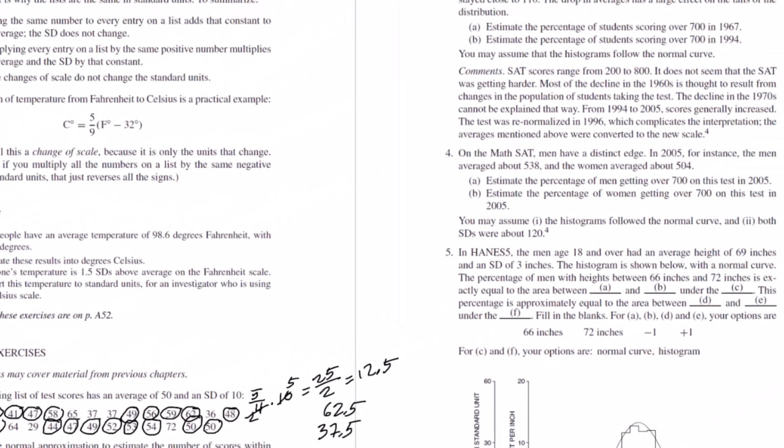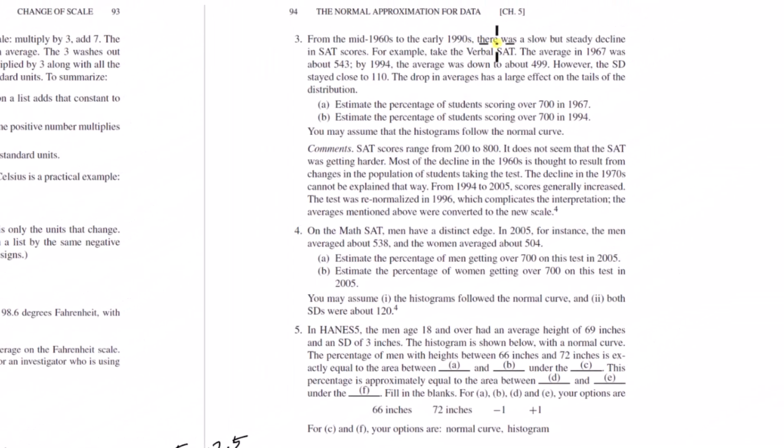From the mid-1960s to the early 1990s, there was a slow but steady decline in SAT scores. For example, take the verbal SAT. The average in 1967 was about 543. By 1994, the average was down to about 499. However, the standard deviation stayed close to 110. The drop in averages has a large effect on the tails of the distribution.